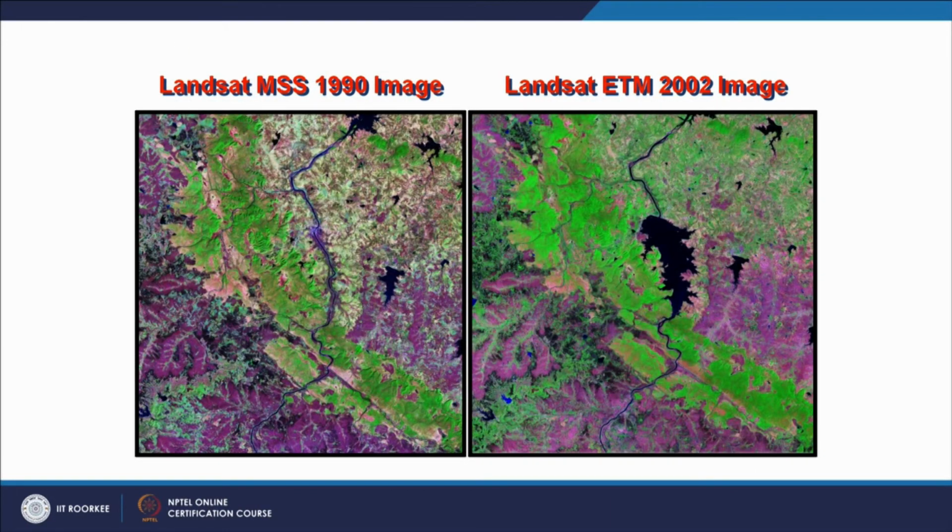Another proof of this: this was the 1990 image from Landsat MSS, and this is the ETM image of 2002, and this is what you see here. See, the reservoir was not there at all, and see the vegetation conditions. This is again a true color image. Here you see the conditions of vegetation. And no new reservoirs have come except this Rajghat one.